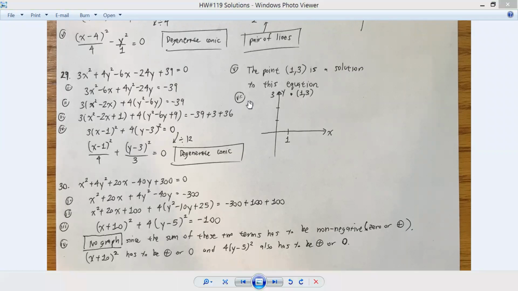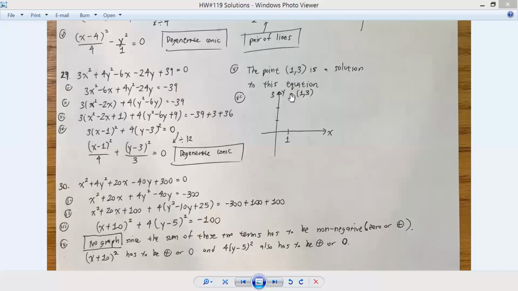Okay, thank you for that. So yeah, this graph here, right? The only point coordinate that is true for this equation is 1 comma 3, as I had said, right? So yeah, that's going to be the graph. It's just going to be 1 point.